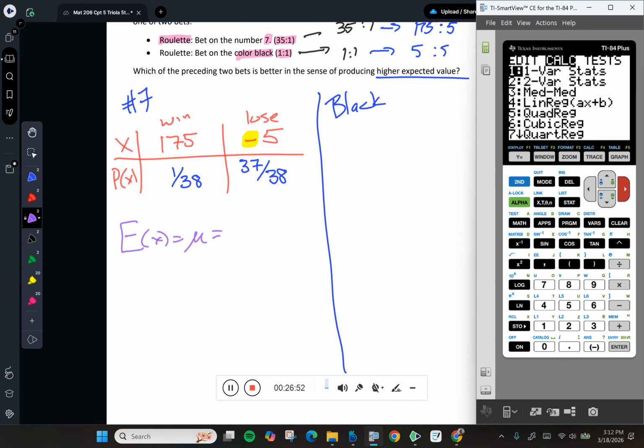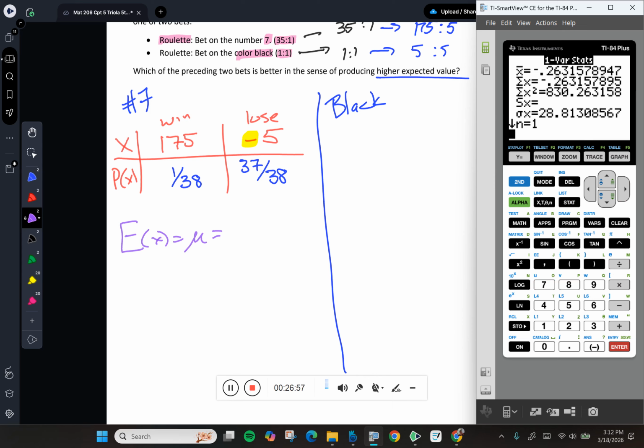Stat, calculate, one variable stats, list 1, list 2, boom, boom, boom, and I get a mean of -0.26. All right. Now, since this was money and this is money, that's also money. All right, let's interpret that.